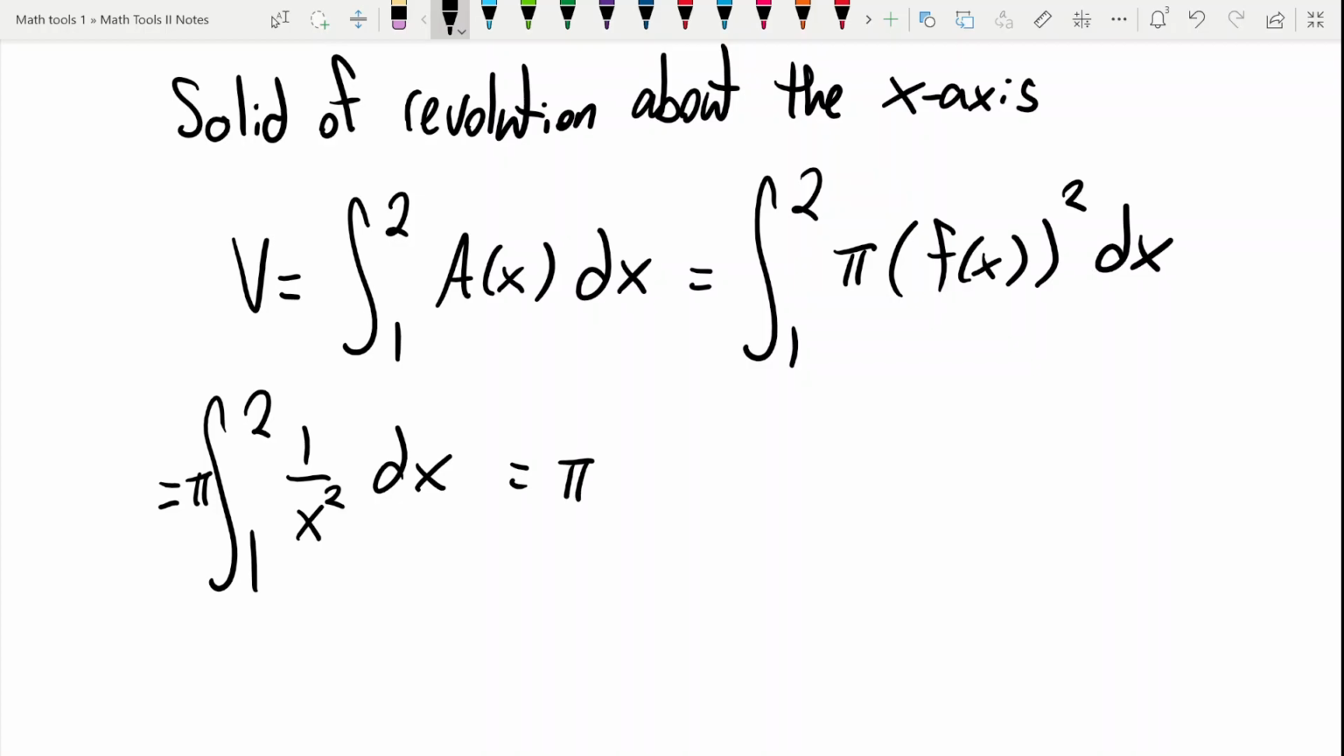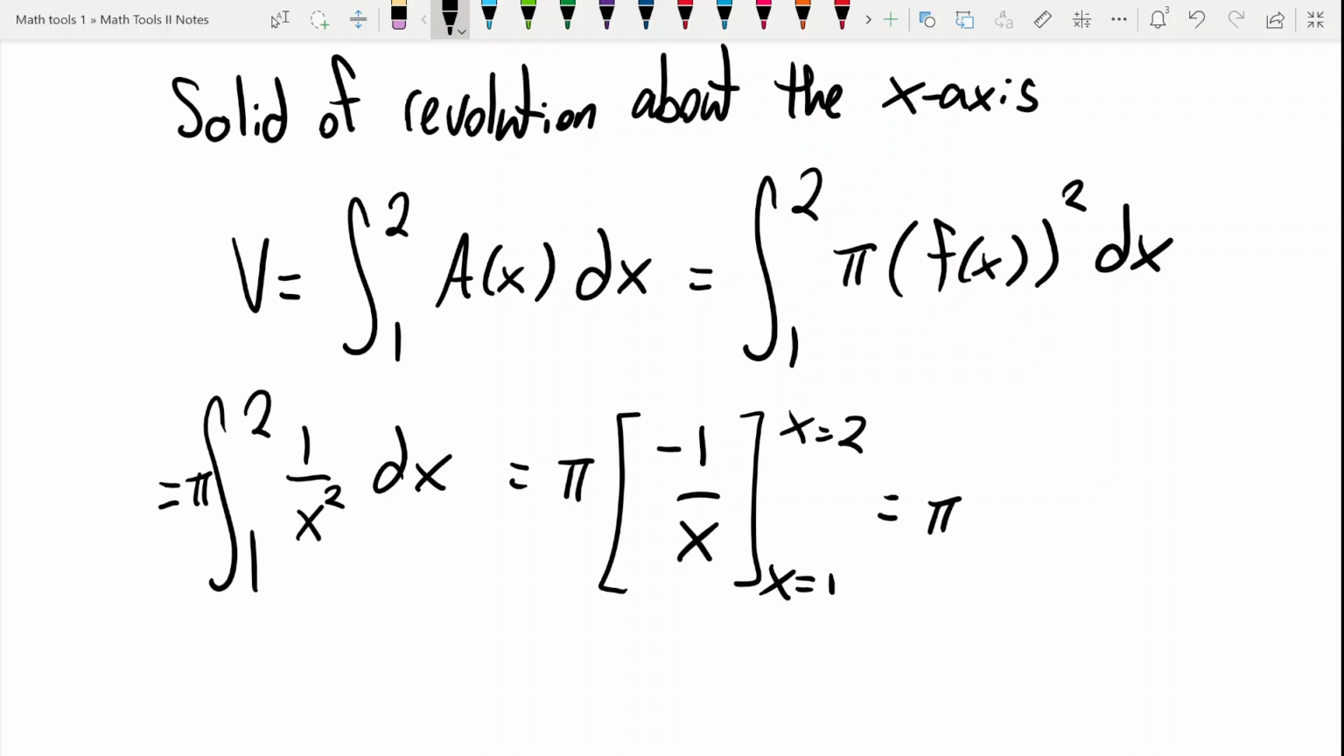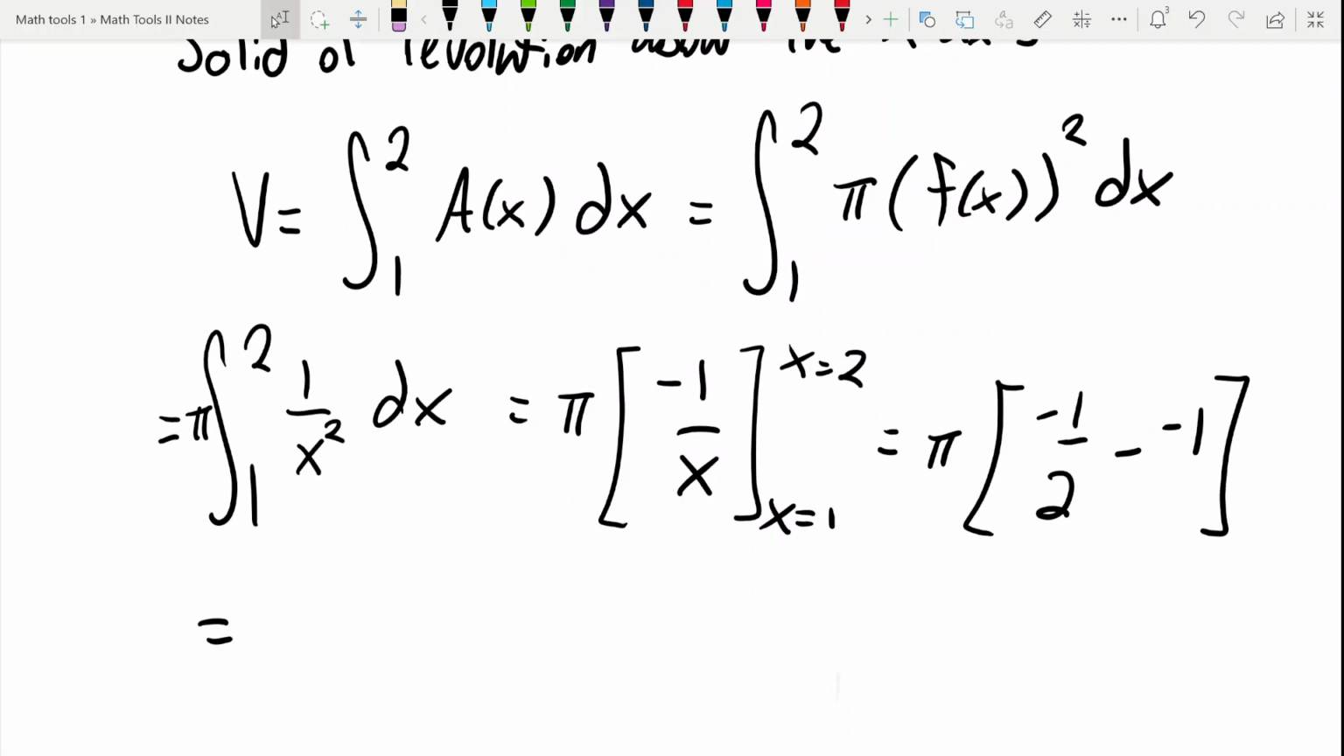And then that's going to be pi times negative 1 over x from x equals 1 to x equals 2. So it's going to be pi times negative 1/2 minus a negative 1. That's positive 1, so this will be 1/2. So this will just be pi over 2. And that is the volume of that little area that we just came up with here.